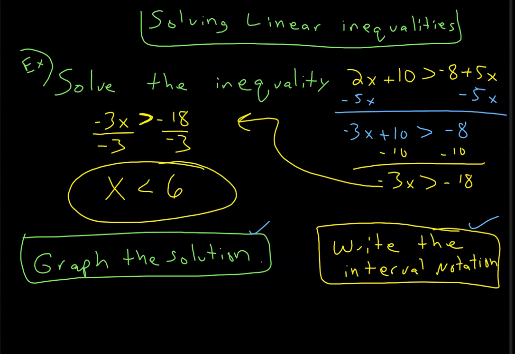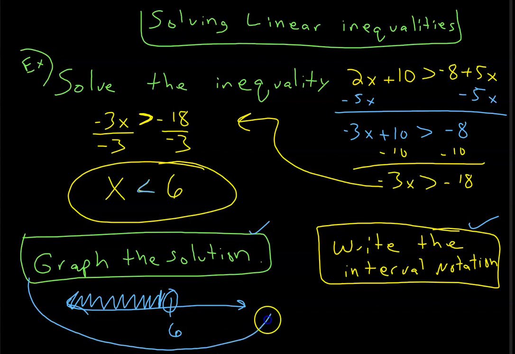To graph it, I'll draw a number line, plot the number 6, probably here. It says less than with no or equal to bar. So less than means you have an open circle, and I'll shade to the left. That would be the graph of that inequality.